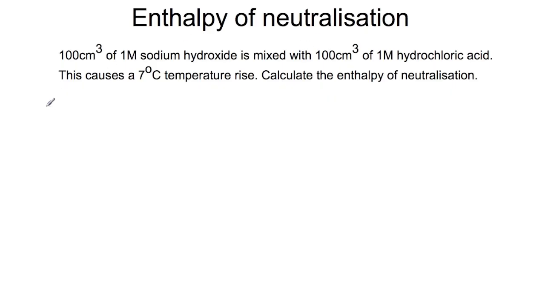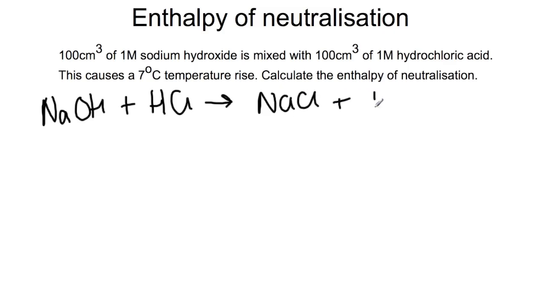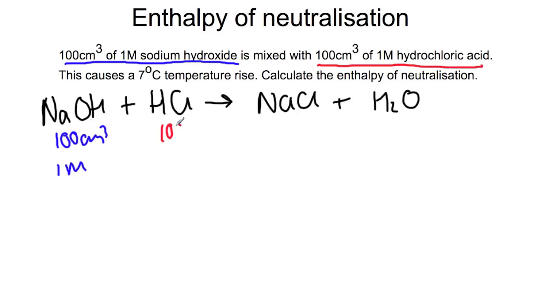So the first thing we need to do for these ones is to write out a balanced equation. So here we have sodium hydroxide reacting with hydrochloric acid to give you sodium chloride and water, and that equation is already balanced. So your sodium hydroxide, we have 100 centimetres cubed and we have 1 mole per litre, and for hydrochloric acid you have the same value, so we have 100 centimetres cubed and 1 mole per litre. The first calculation that we're going to do is the E equals Cm delta T calculation.